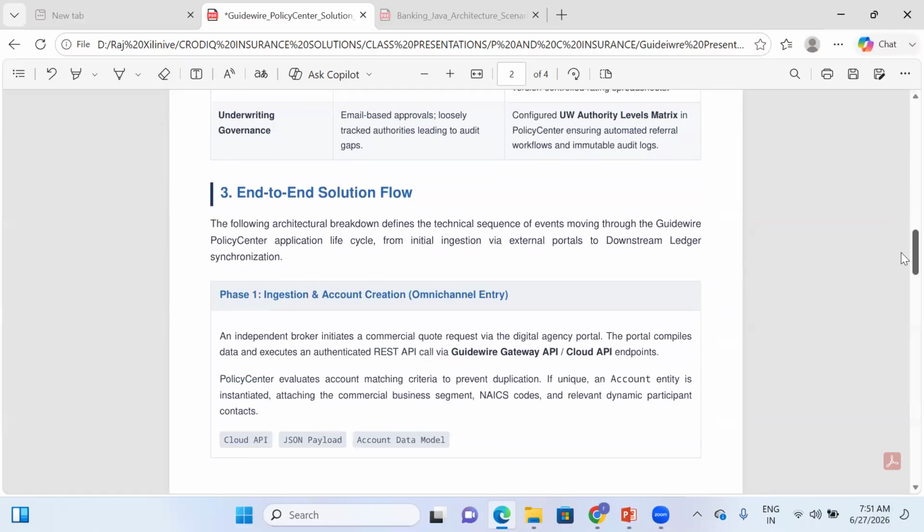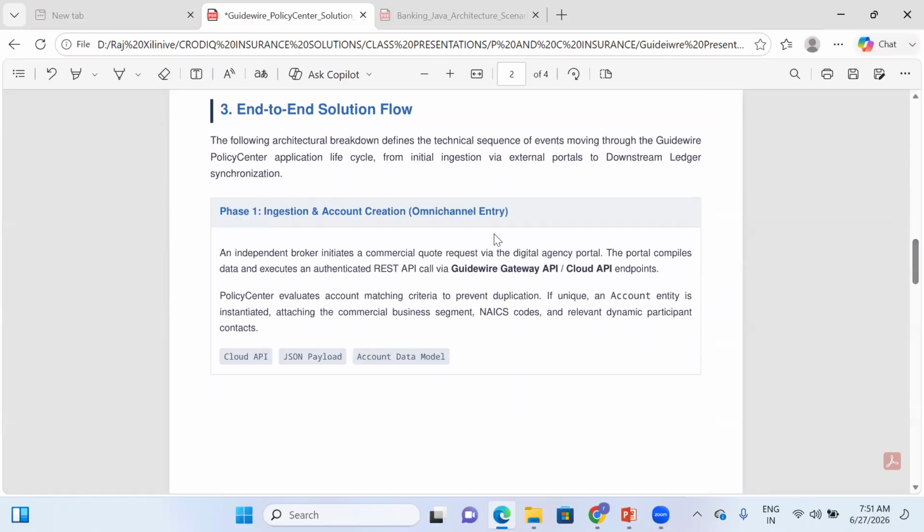Next, this is where generally the end-to-end solution flow is. When you want to implement Guidewire as an architecture, as an application that we are developing, what could the phases be? Generally, in application development, we have phases called analysis, planning and design, implementation, testing, deployment, delivery, right? These are the phases that you can see in any application development.